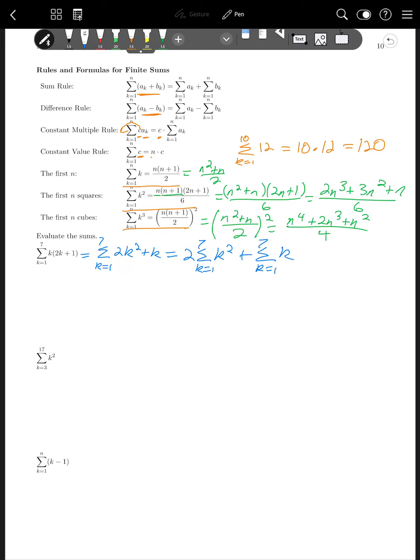Okay, and the reason I did that is because now I can use these rules for the first n terms and the first n squared terms. So this first one will become 2 times the first k squared terms. So it's n times n plus 1 times 2n plus 1 over 6. In this case, n is 7. So it would be 7 times 7 plus 1 times 2 times 7 plus 1 over 6 plus the first 7 k terms. So n is still 7. So this would be 7 times 7 plus 1 over 2. And now either by hand or using a calculator, you can figure out what that is.